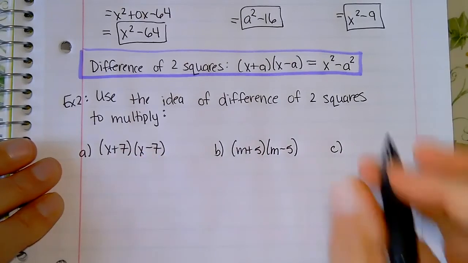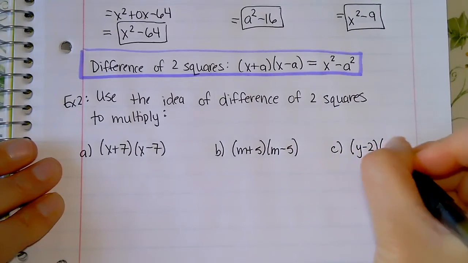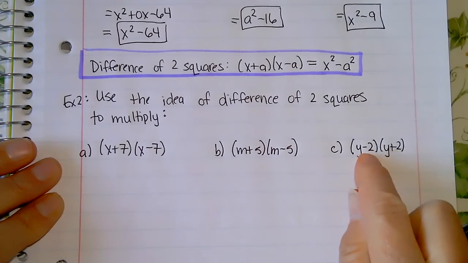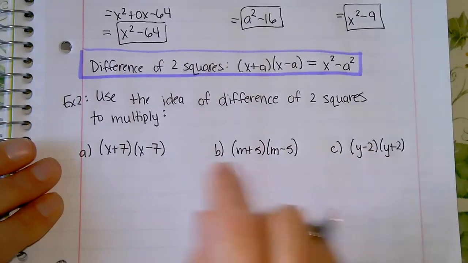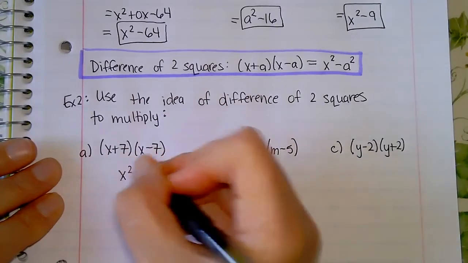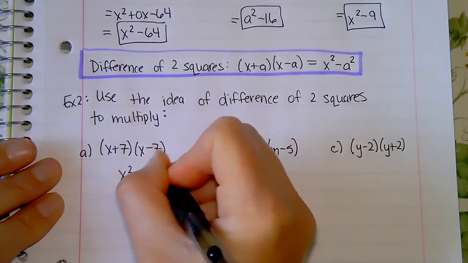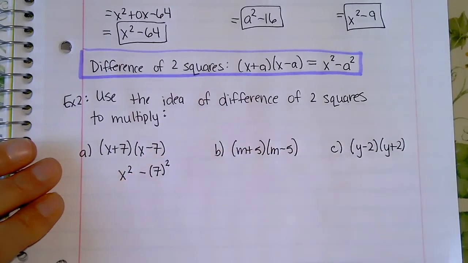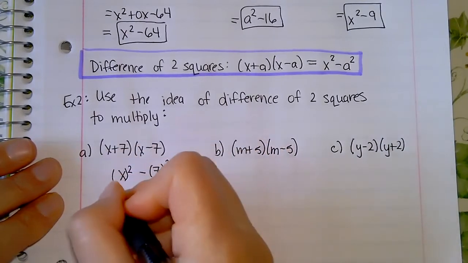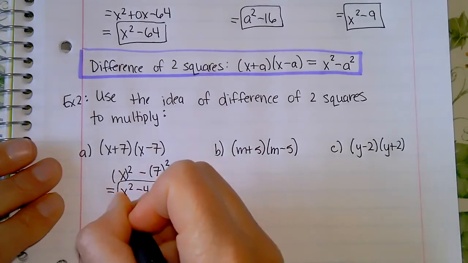So I'm going to do one where it's flipped. So let's say we have y minus 2 first and then y plus 2. Okay, again, it doesn't matter as long as one of them is positive and one of them is negative. So instead of doing the diamond, I can just take my first term, square it, take my second term, square it. So I'm just going to physically write it here. So that's really what I'm doing. I'm squaring my x. I'm squaring my 7. And so my answer is x squared minus 49.